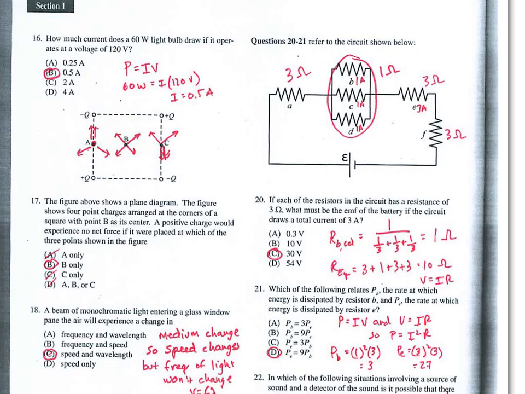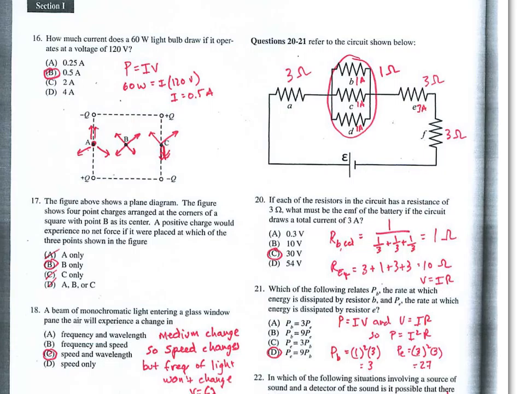For number 20, we are dealing with a compound circuit. Now, the EMF of a battery, that stands for electromotive force. That's a fancy way of asking what is the voltage of the battery. So we know V is equal to current times resistance. We already know the current is 3 amps, but we need to know the total resistance of the circuit.